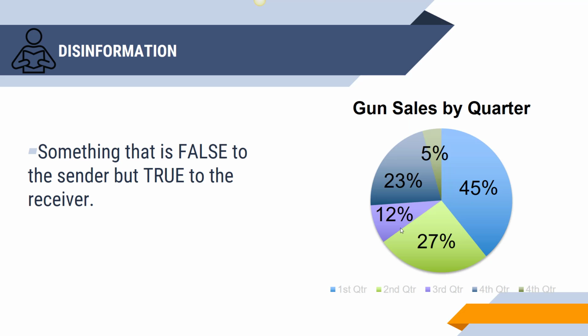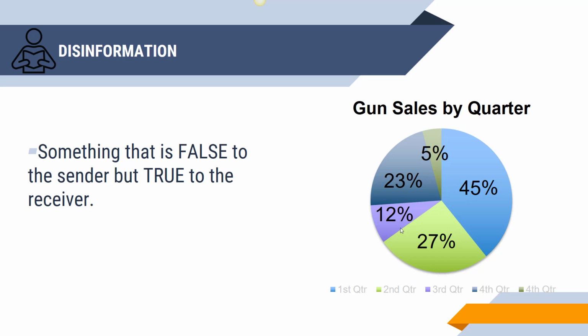A lie is considered to be disinformation. It is false for the sender and true to the receiver. Propaganda spread by governments falls within this category, as well as information that politicians want us to believe that they know to be false. Any lie that is believed is disinformation.